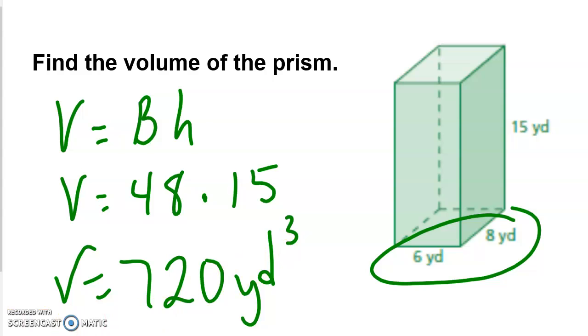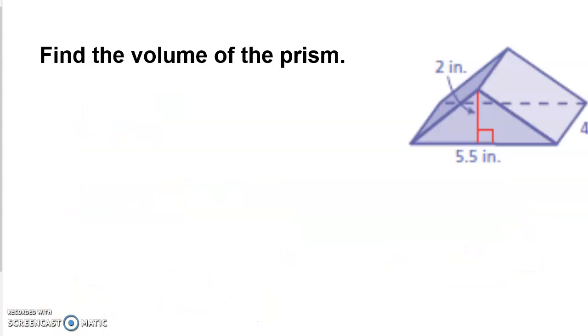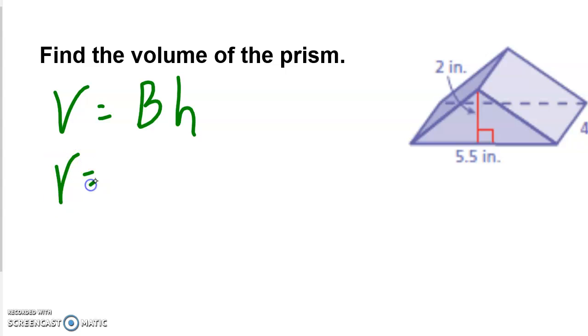Okay, let's do another triangular prism. Same thing, volume is the area of the base times the height. So your volume in this case, all right, I'm going to take a little break, let you solve it. All right, you should have your solution.